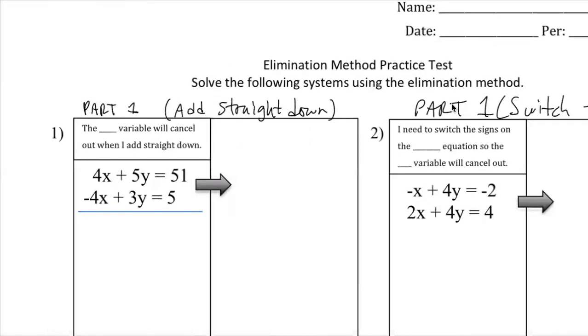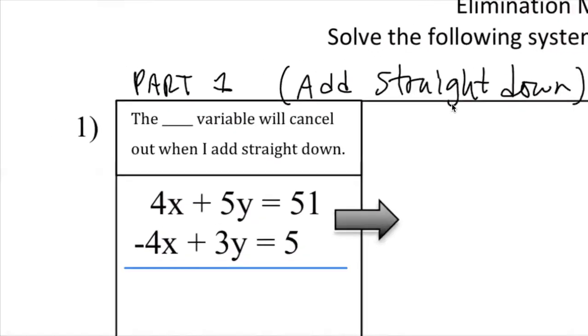All right, so we're going to look at the answers for the elimination method practice test. And we're going to look at number one. So number one is a part one question where we add straight down. And so we read here, the blank variable will cancel out when I add straight down.